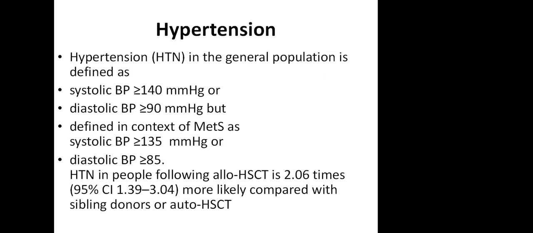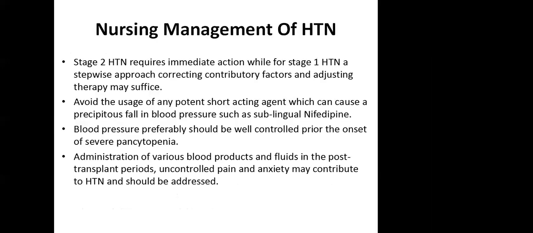Hypertension in the general population is defined as systolic BP more than 140 and diastolic more than 90. Mean systolic BP is 135 or diastolic is more than 85. Hypertension in people following HSCT is 2.06 times more likely, 95% CI 1.939 to 3.04, compared with the sibling donor. Nursing management of hypertension.